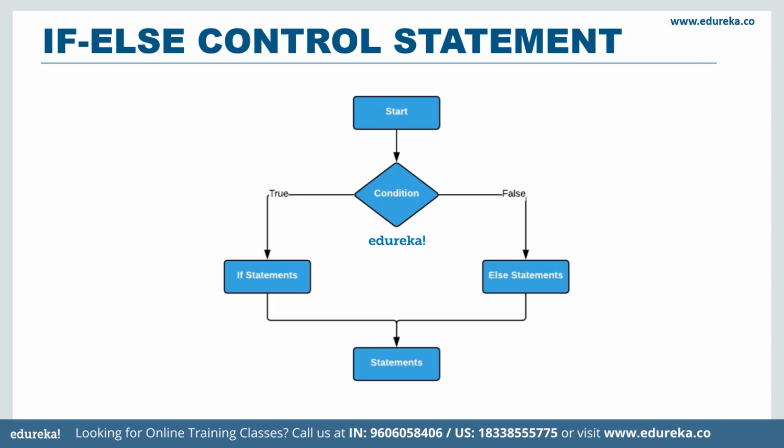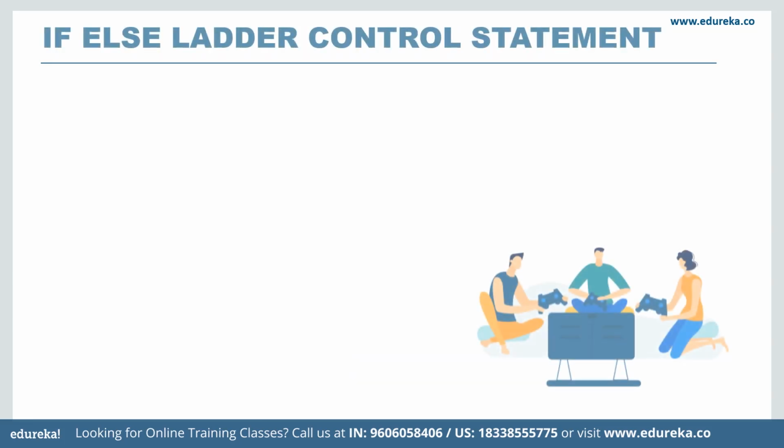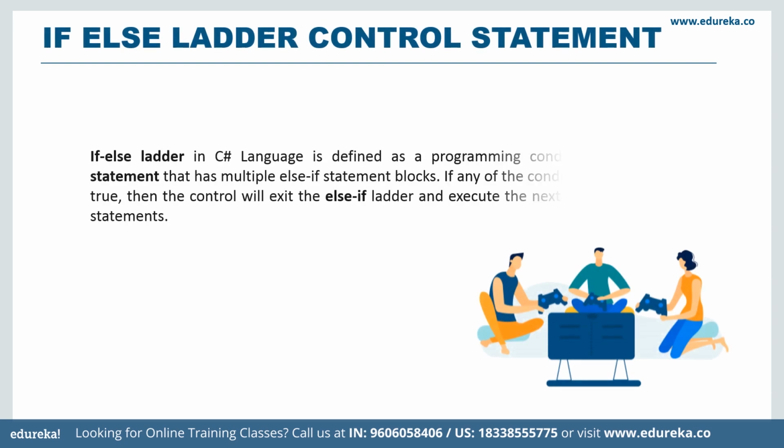Now followed by this, let's move on to the next type of control statement, which happens to be the if-else ladder control statement. The if-else ladder in C# language is defined as a programming conditional statement that has multiple if-else blocks. If any condition is true, then the control will exit the if-else ladder and execute the next set of statements. Now let's understand this through a flowchart.